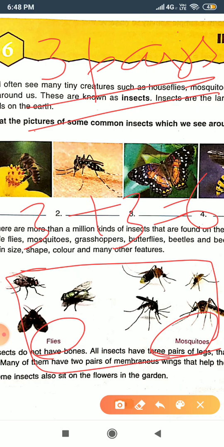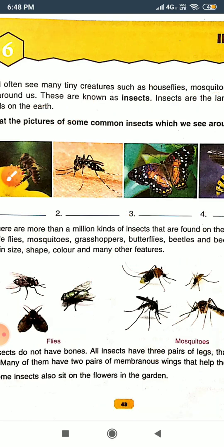Okay? And they are having membranous wings. See this? These are the wings. And these are membranous wings. See in this butterfly also. So these are the membranous. These are having membranous wing, and these wings help them to fly.